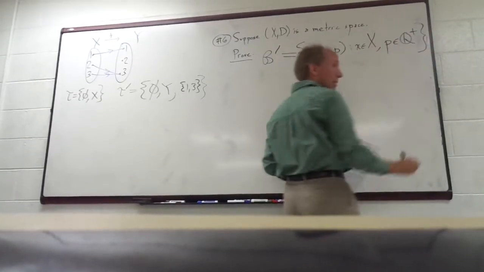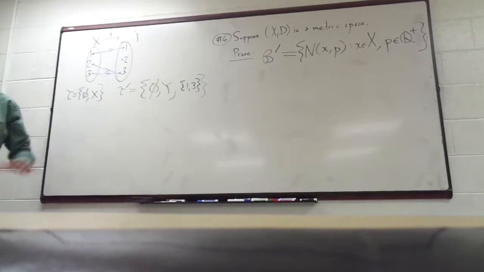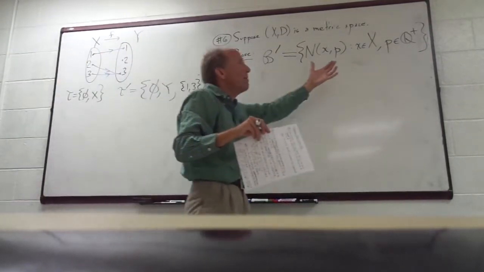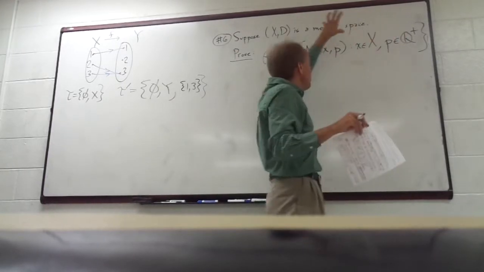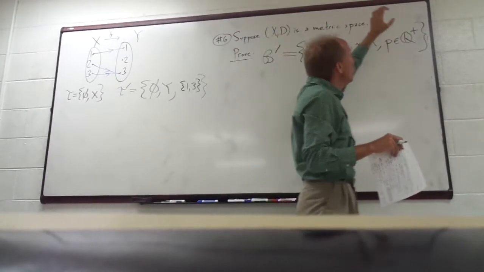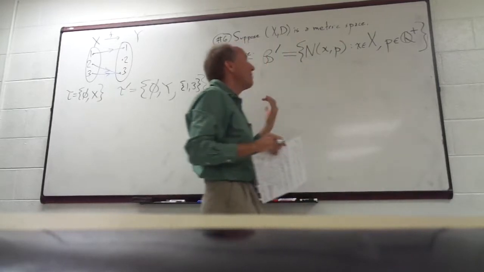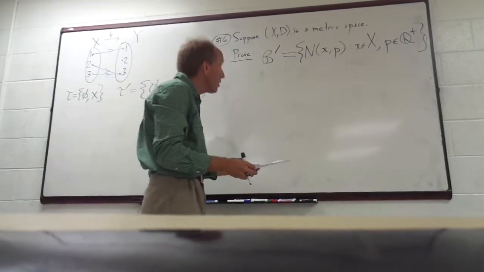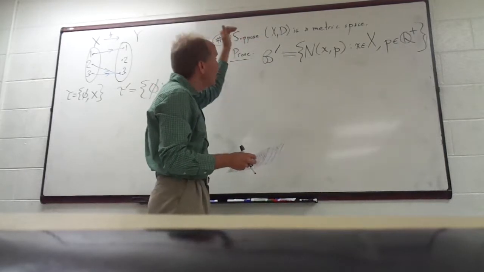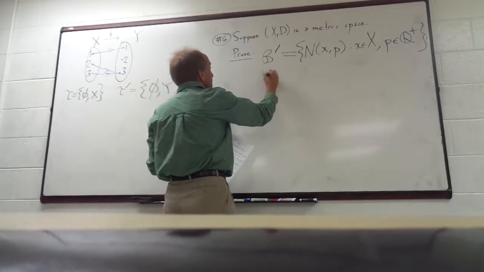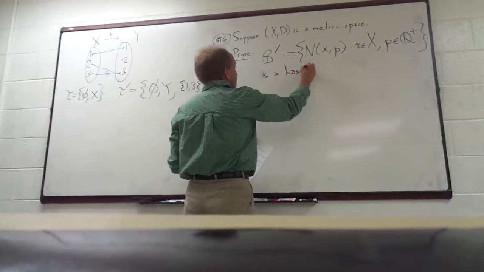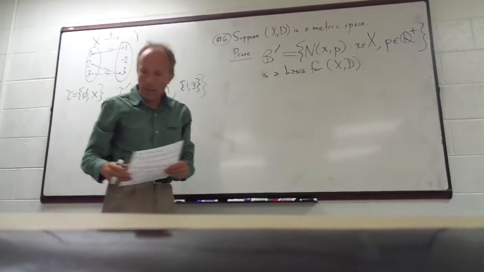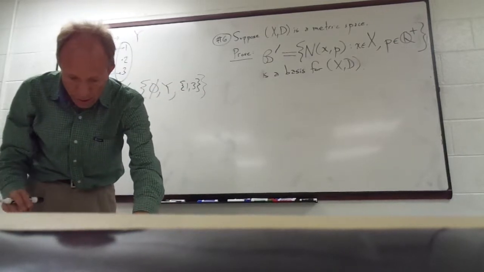I mentioned this in class, that you can actually make your basis smaller. You can say, I'm not going to take every possible radius for my neighborhood. It has to be a rational number. So I can't have a neighborhood of radius pi, right? These are just the rational numbers. And I would like to prove that this set is a basis for (X, d).